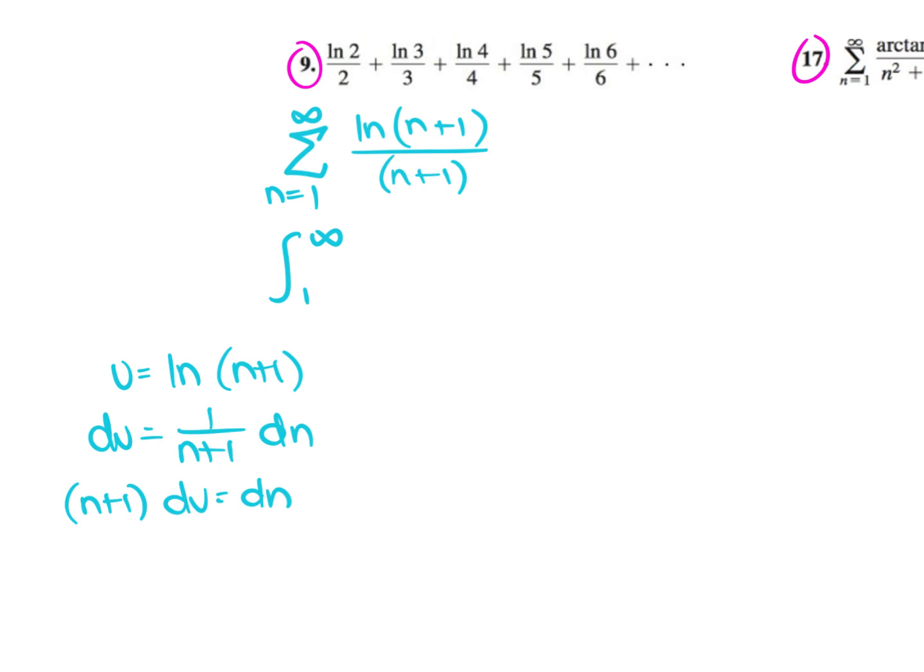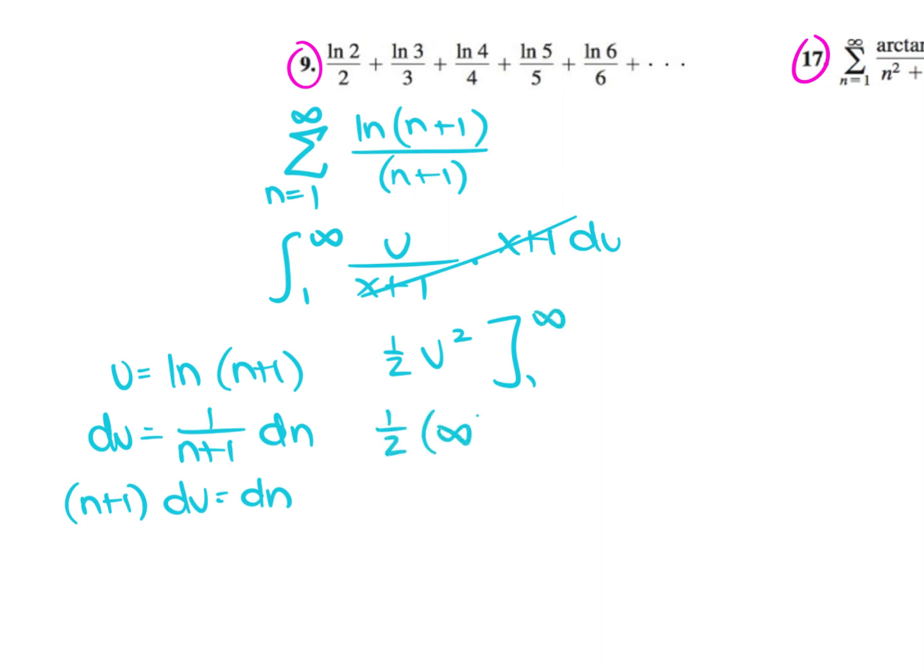So then I can make this my u substitution, where this is my u over, and I'm going to switch these out for x's. I should have done that before u substituting. X plus 1 du. So then that cancels. From here, I'm just integrating u, which means this integrates as 1/2 u squared from 1 to infinity. So I go f of b minus f of a, which when you plug in infinity means this is going to end up being mega infinity. So what does that mean?